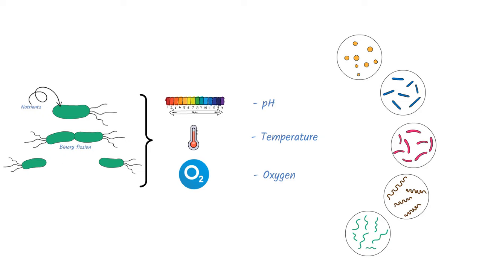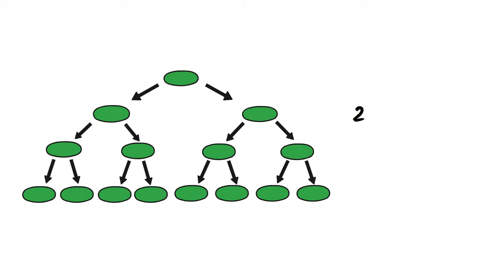This is how a bacterial cell divides into two, two becomes four, four becomes eight, and so on. That means each time, the population of bacteria becomes double in number. The time required for a bacterial cell to become double in number is called generation time.